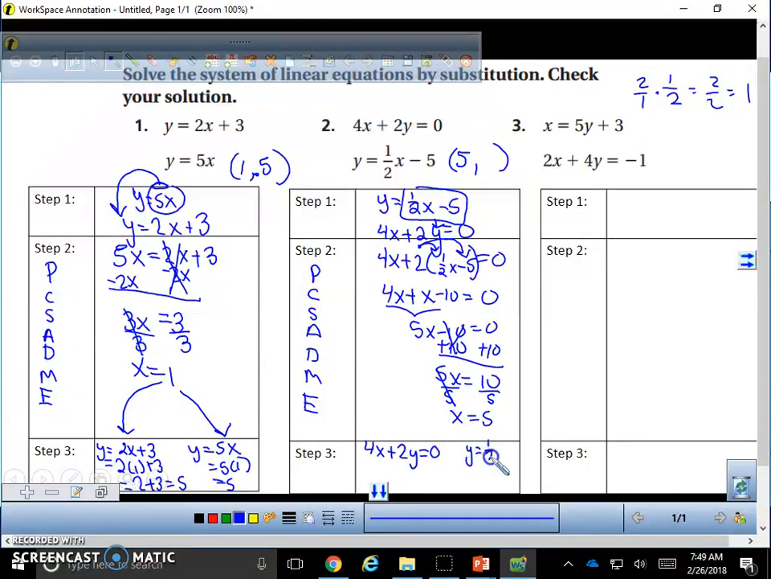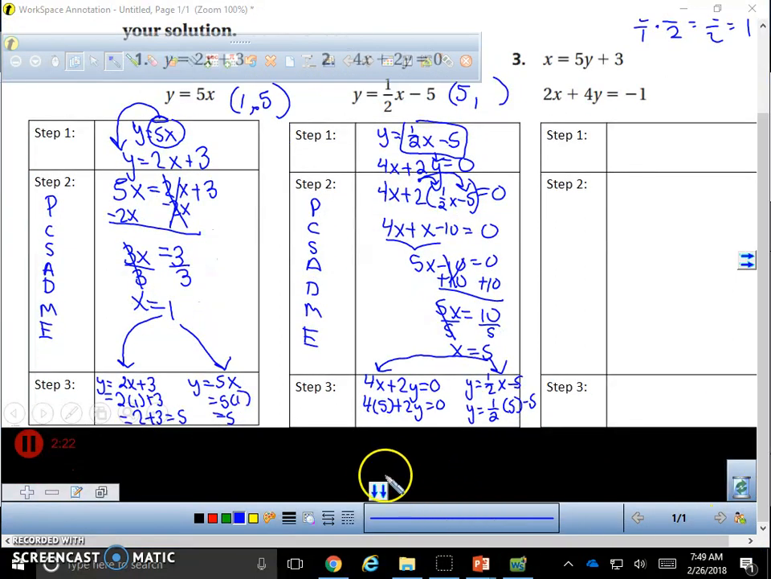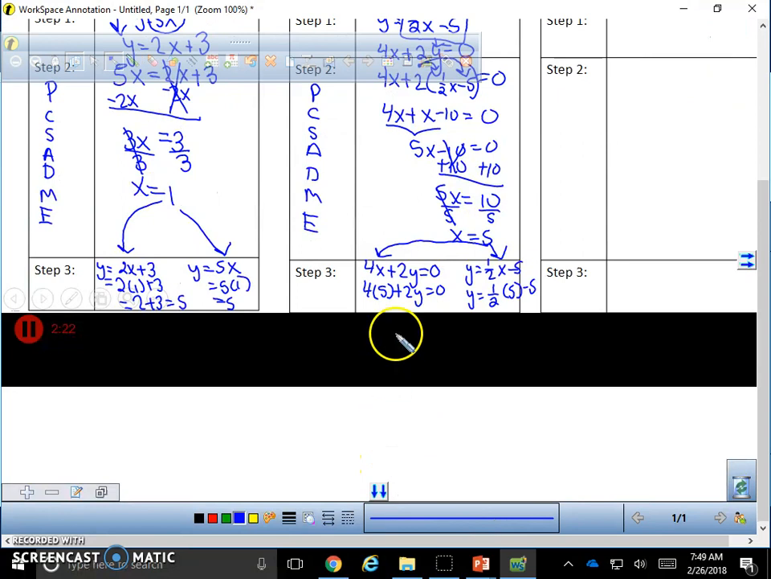Y equals 1/2 x minus 5. We're plugging in x because that's what we solved for. 4 times 5 plus 2y equals 0, and this one's going to say y equals 1/2 times 5 minus 5. All right, I need some more space. So 4 times 5 is 20 plus 2y equals 0.